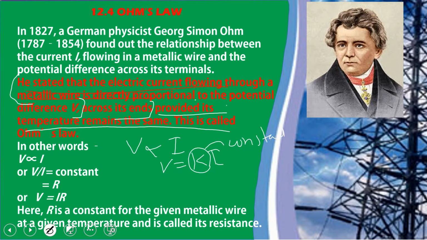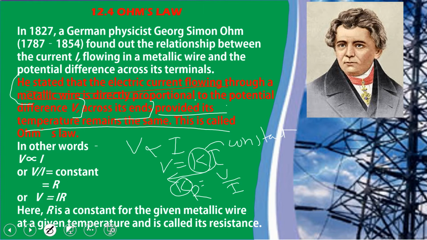K is a constant. Now we can write this K is equal to V upon I, correct? This I is taken to this side. Now in this case, what is K? In this K, we are going to replace K with R. What is R? R is the resistance of the metallic wire. For a particular metallic wire, this R will be the same, and this is called the resistance at a given temperature. If the temperature is changed, the R will also change. Understand? This is Ohm's law.